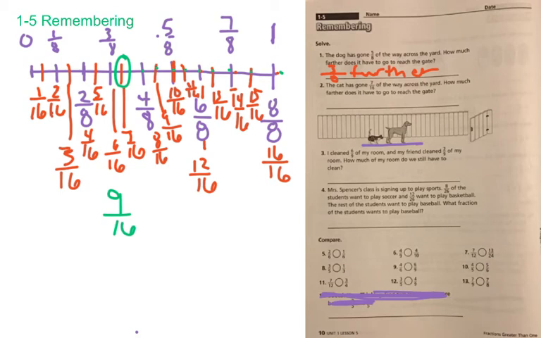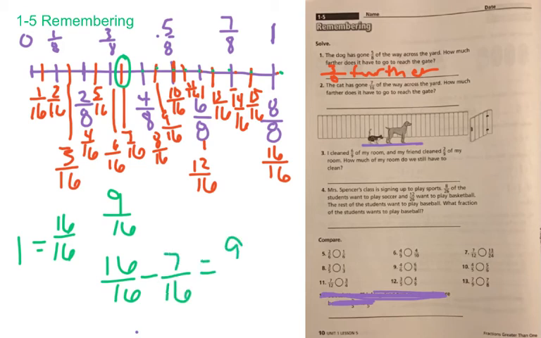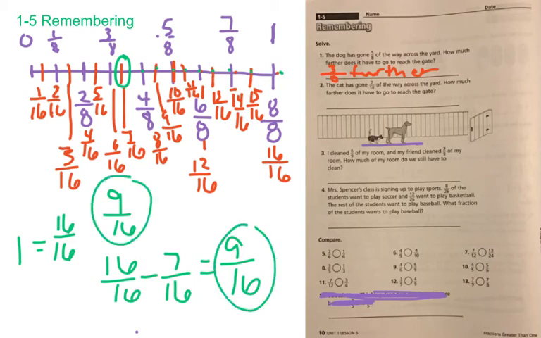You can also set it up as a subtraction problem. So it's 1, and we convert that 1 whole to 16/16, and so it becomes 16/16 minus 7/16, which is equal to 9/16. So your answer is the same, 9/16 further.